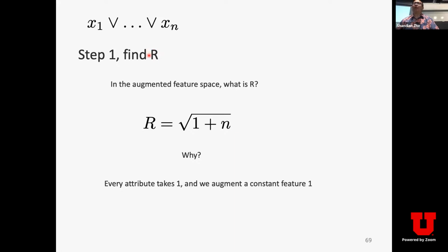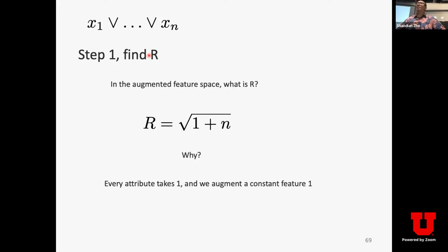Well, we don't have a vector that has an infinite length, right? And here we're assuming our feature vectors are just Boolean vectors. Every element is either 1 or 0, right? And then which vector has the longest length?